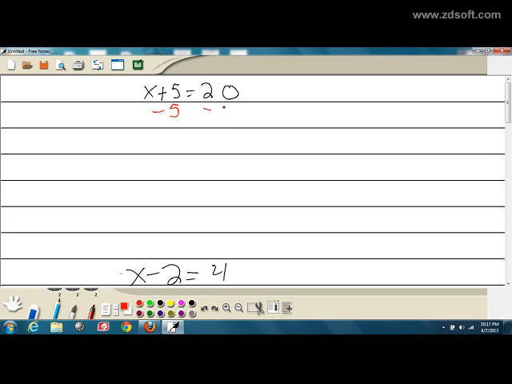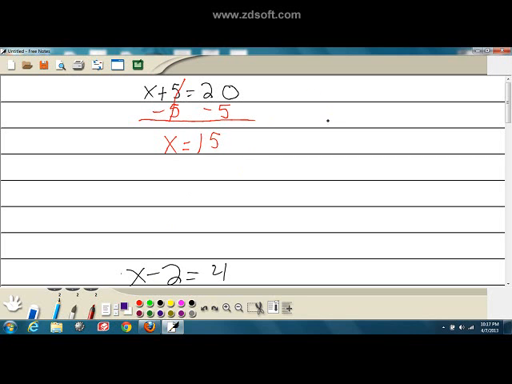So remember, that is the golden rule of algebra. What you do to one side, you have to do to the other, no matter what. So the 5's cancel out. So you're left with x is equal to, then what's 20 minus 5? Well, that is 15.